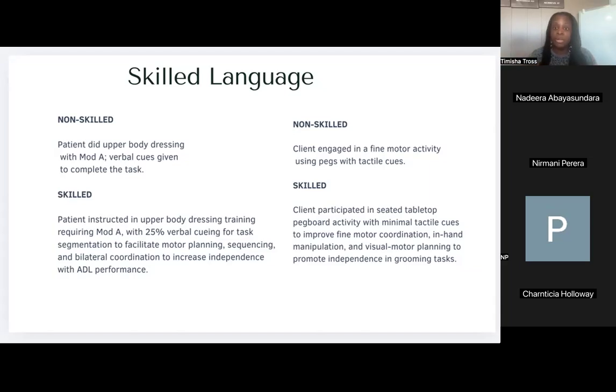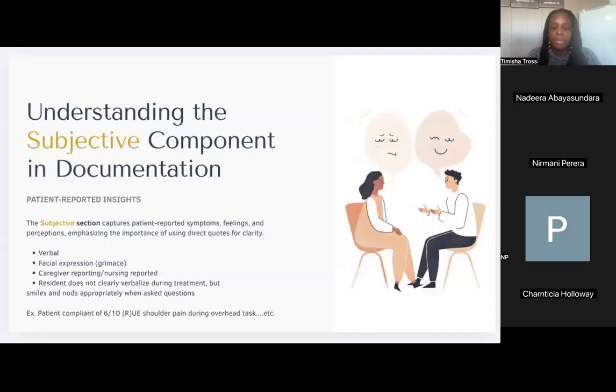So that gives us context. It let us know what they're working on. We're working on fine motor, in-hand manipulation, and visual motor. And why are we doing it? Well, we're doing it because we're working to improve the grooming task. Do you see how that works there? Okay. Any questions before I move on? And please stop me from talking too fast. I just want to make sure you have time to actually do the writing, because we're going to do the writing today.